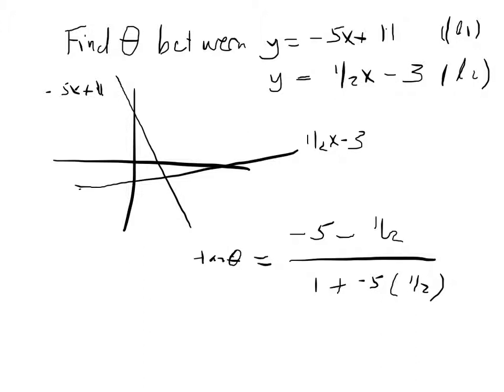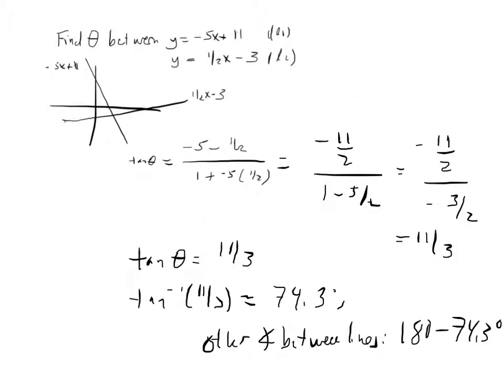From my formula, the tangent of one of those angles is going to be m1 minus m2 over 1 plus m1 times m2. To simplify, I simplified all those numbers, and I've shown you the simplification here. This comes down to negative 11 thirds. So therefore I know the tangent of one of the angles between the lines is 11 thirds.